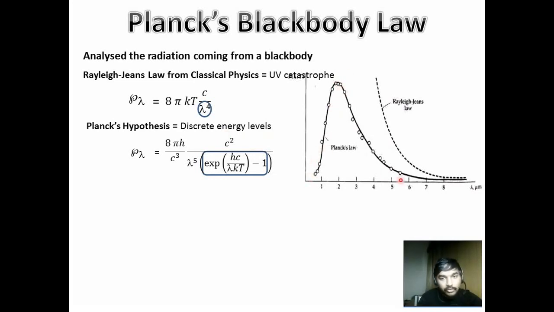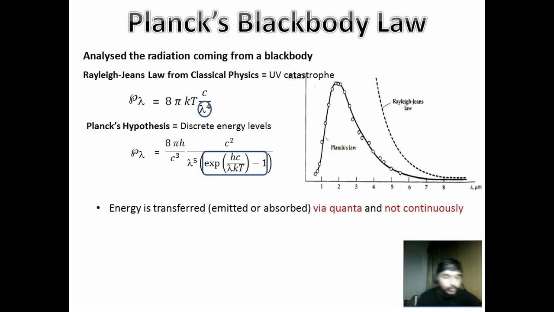This goes to 0 on this side because of the exponential dependence. So on this side you have a 1 by lambda to the power 5 dependence, over there you have a 1 by exponential dependence, and therefore this is your Planck's law. And these are the experimental points that you see, these white dots, and you can see that they fit the curve very perfectly.